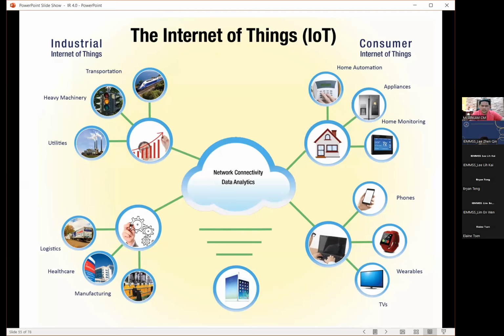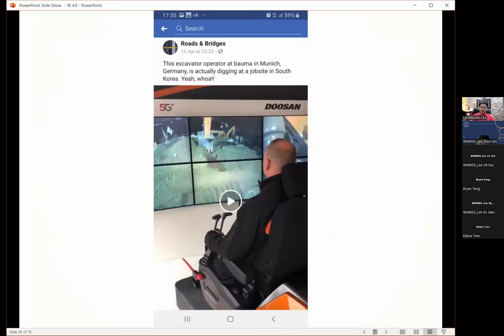So everything, I think the explanation is quite detailed from the previous part, where you know the history of IR 4.0. Now actually we are the users of IR 4.0. Okay, this is something I suggest you screenshot. The excavator operator is located in Munich, Germany. The job site is in South Korea. So this man is using remote technology to operate the excavator in Korea while he is in Germany. So the thing is, it can happen now.